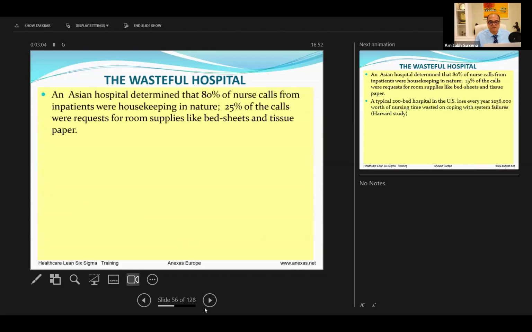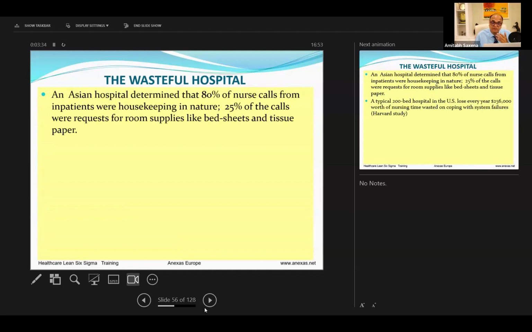So some of the examples I'll try to show you. One Asian hospital determined that 80% of the nurse calls from inpatients were housekeeping in nature. It means the nurses' time was wasted because the patients were calling to say my pillow cover is dirty, I want to replace my towel, my bed sheet is having an issue. Now this is not a nurse's job, but it was, in fact, what we found when we did a Gemba investigation.